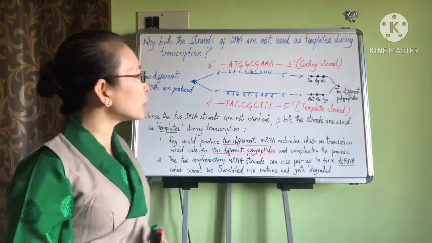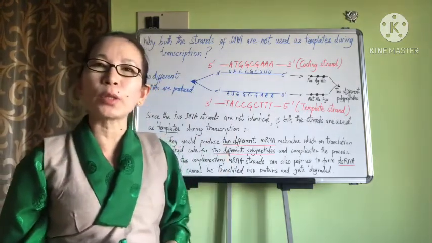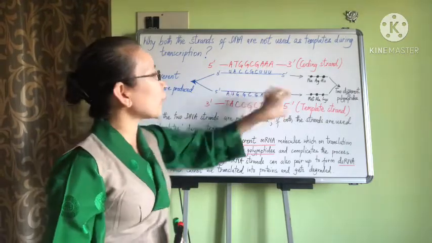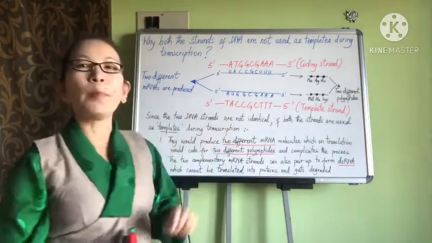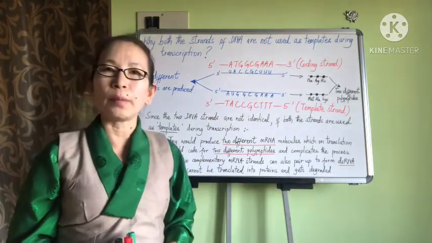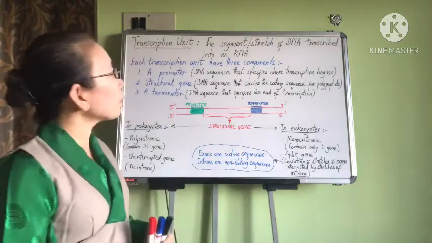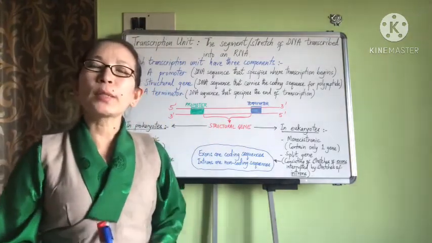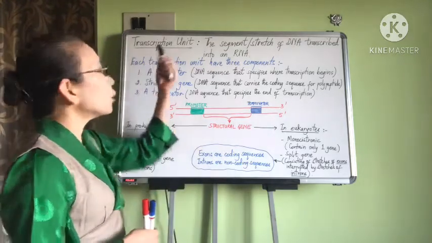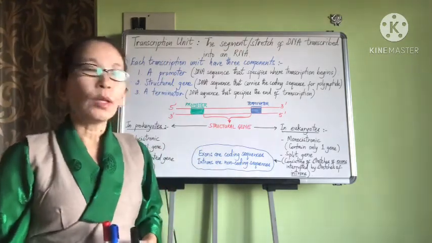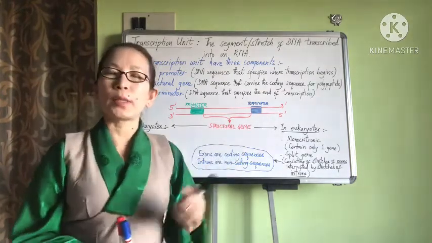So these are some of the reasons why both the strands of the DNA are never used as templates during transcription. It's only the 3' to 5' strand which is used as the template strand for the synthesis of mRNA or for the synthesis of RNA. As I said earlier, during transcription, a segment or stretch of DNA is transcribed into an RNA. And such a segment of DNA is referred to as a transcription unit. A transcription unit essentially carries the gene that needs to be expressed.